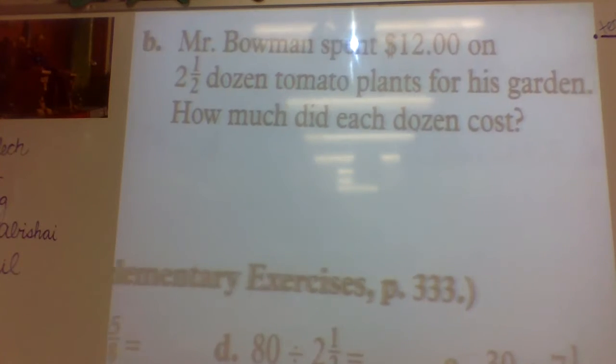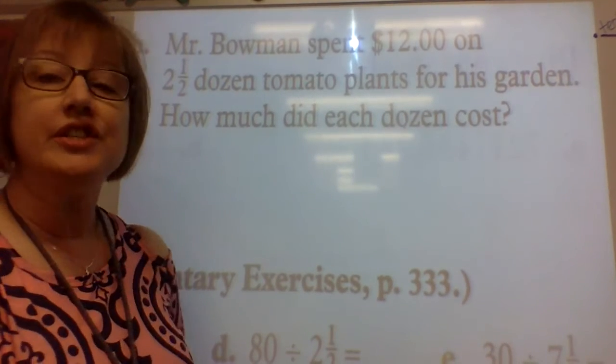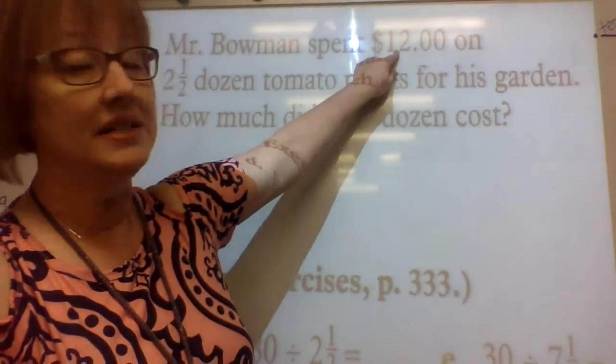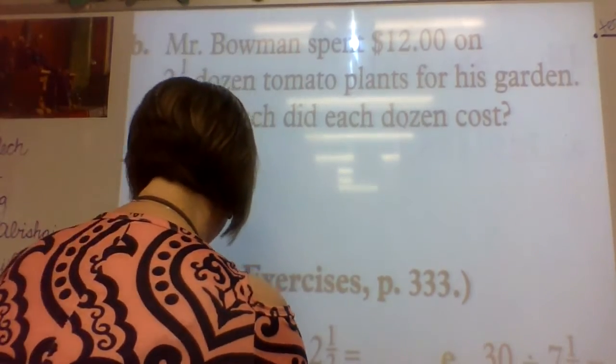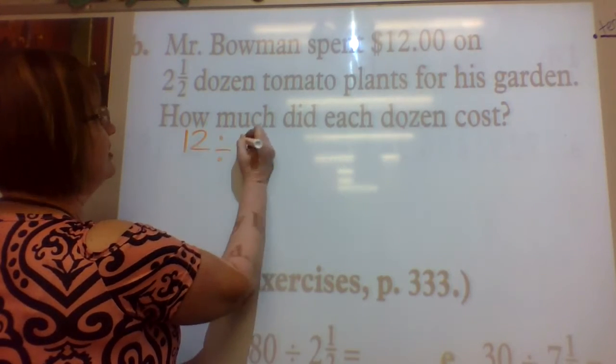All right, second story problem. Mr. Bowman spent $12 on 2½ dozen tomato plants for his garden. How much did each dozen cost? So again, we want to know how many 2½s are in 12. Okay, so we take 12 divided by 2½.